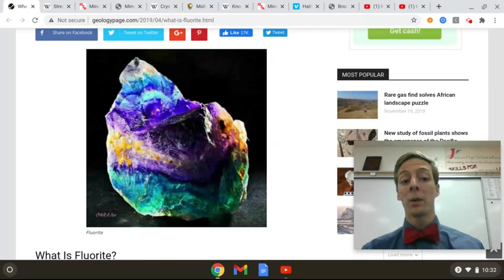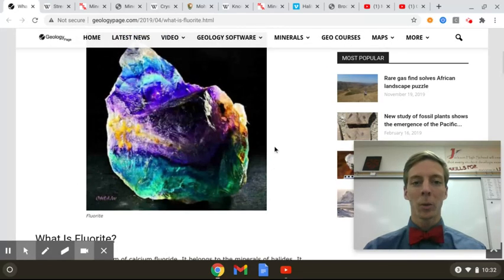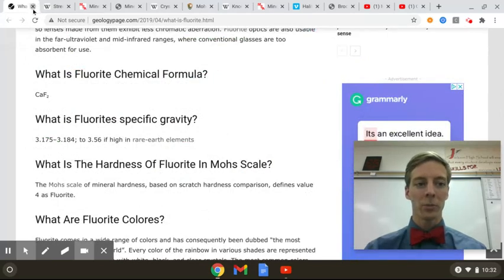Fluorite. Fluorite comes in all of these colors, like all of them. Usually purple is a good indicator that it's fluorite, but it can be yellow and brown, and this green and teal. It's all of these. That's what fluorite is.